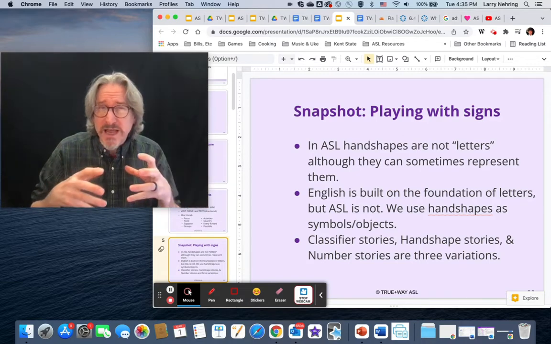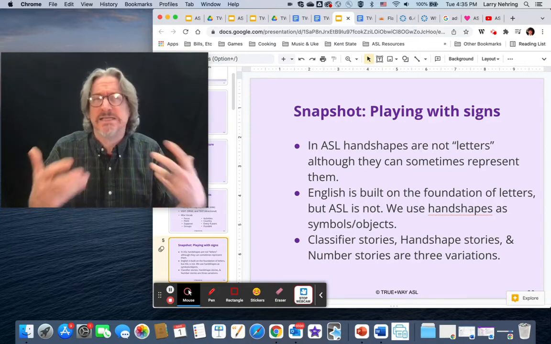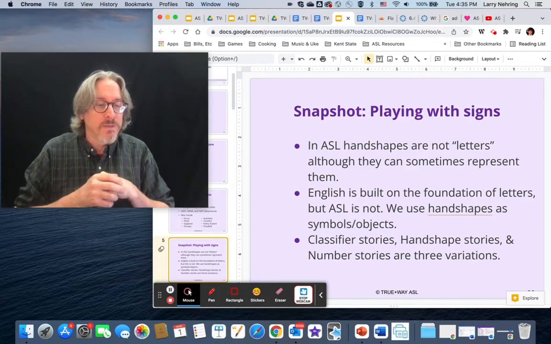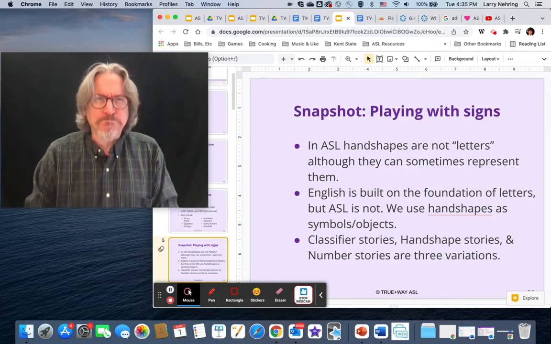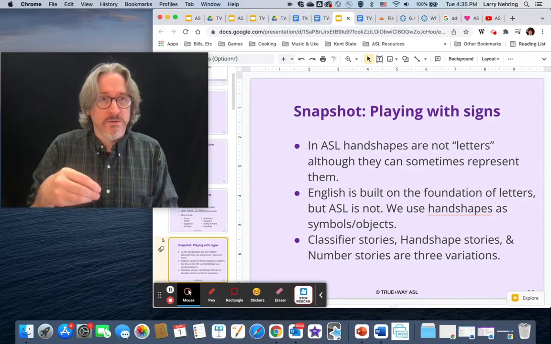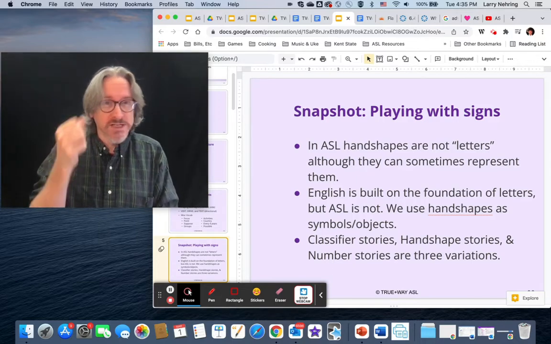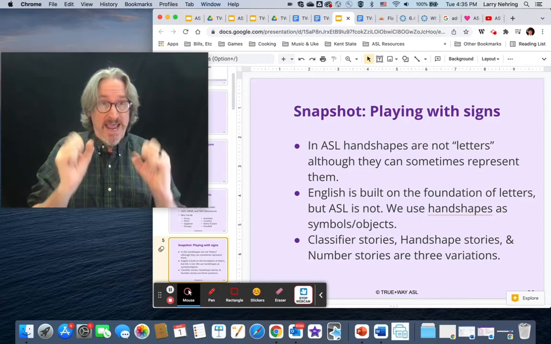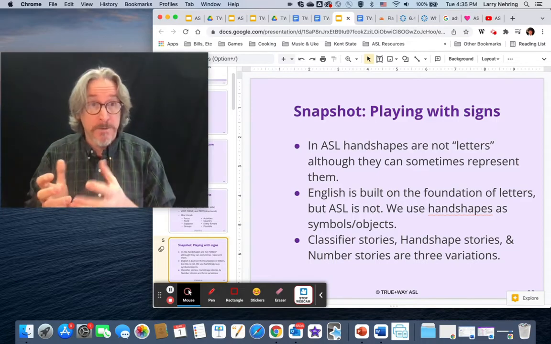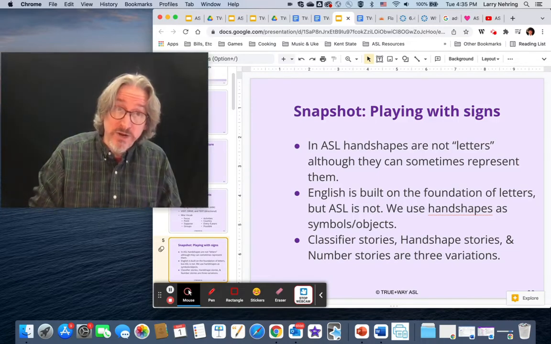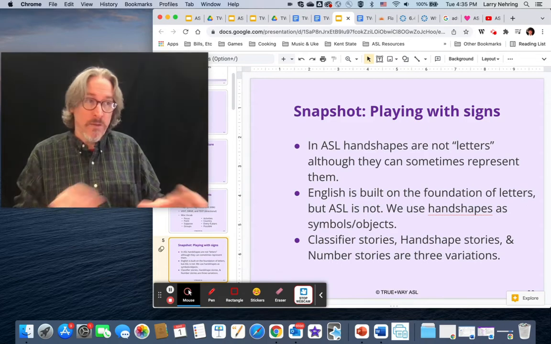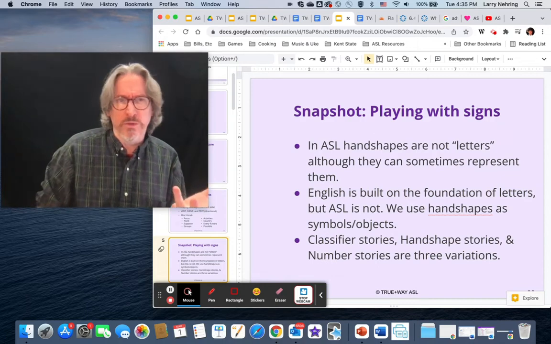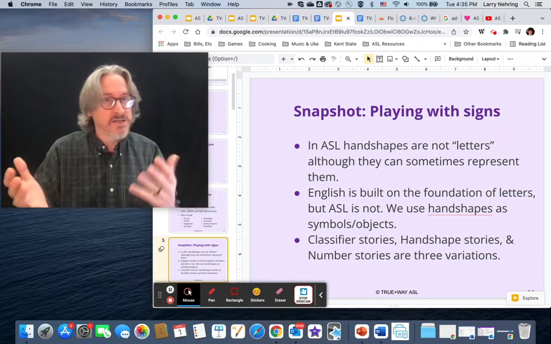Sometimes at the elementary level, teachers will introduce it because it's kind of fun: ABC stories, number stories, classifier stories. But one of the inherent differences is that if your first language is a manual language, you are used to using the hands as symbols, not as letters. In a spoken and written language, we build everything from letters. All words come from letters. We don't base it on sound necessarily because some letters have multiple sounds.